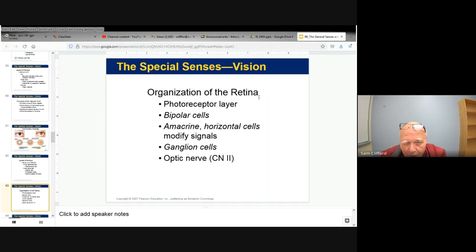So the neural layer of the eye has where the photoreceptors are. All of these cells are connected to the optic nerve. We're going to talk about ganglion cells and bipolar cells and rods and cones. We're not going to talk about the amacrine horizontal cells.